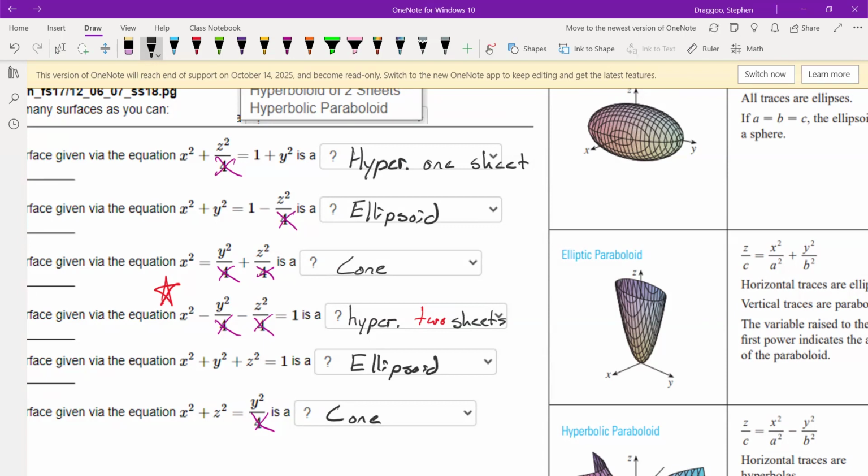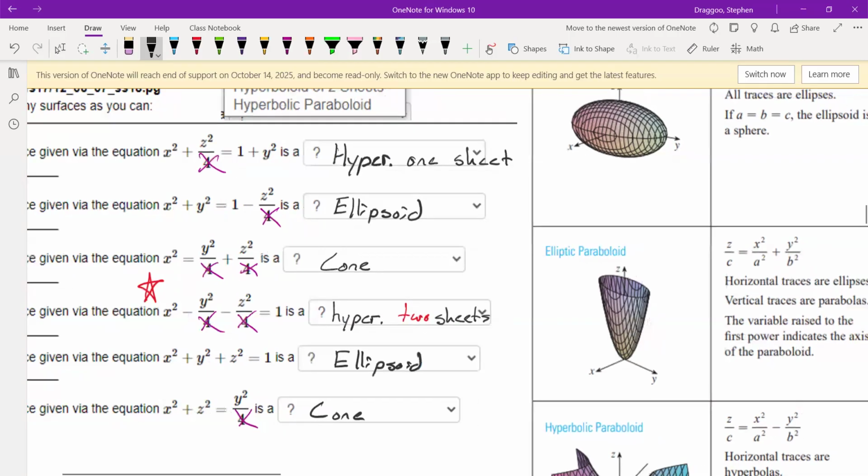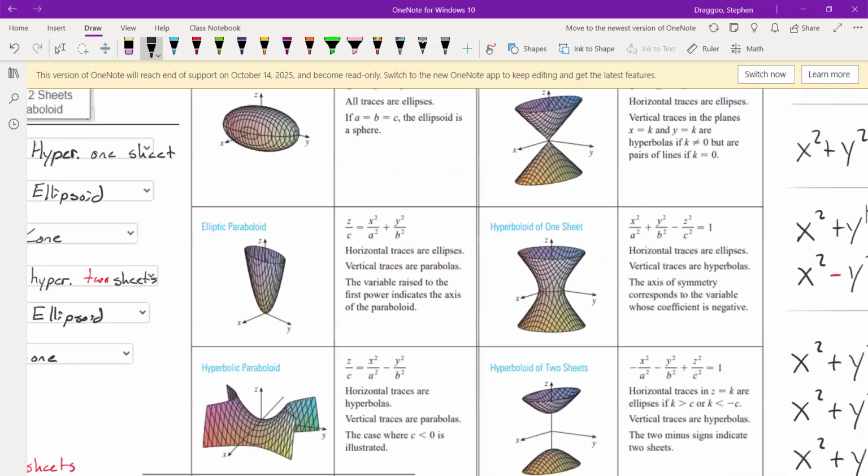In fact, the negative term will just determine which axis these things expand along. If I look at my right column, each of these sketches are for a negative z-squared term. So they all expand along the z-axis or are formed around the z-axis. So if I just have a different negative term, it'll just switch that to expand along a different axis.